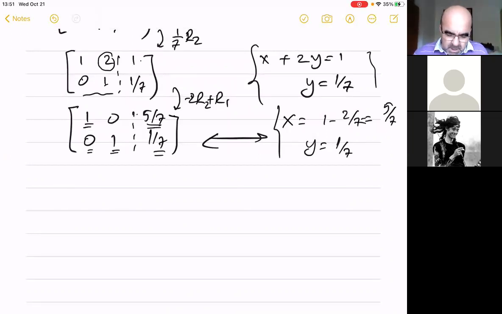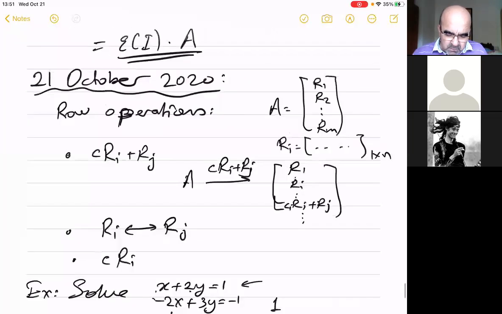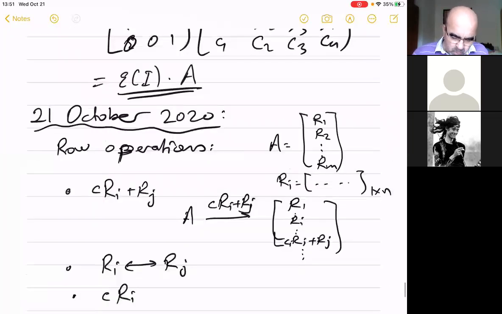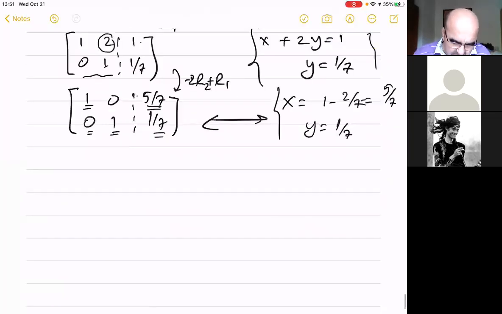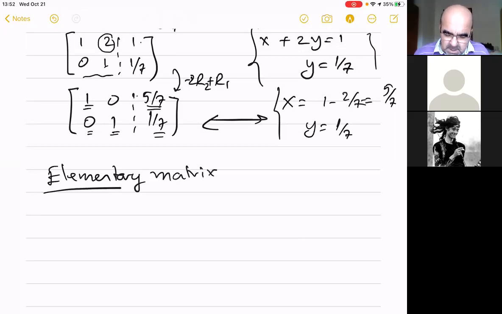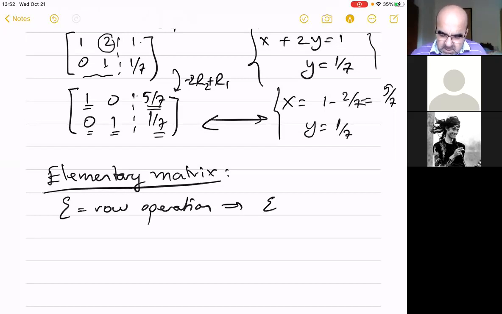For this, we had a lemma at the end of last lecture, namely, we had the definition of an elementary matrix. What's an elementary matrix? Remember, an elementary matrix is a matrix obtained from the identity by a single row operation. So if epsilon is a row operation, just apply epsilon to the identity matrix. This is the identity matrix.